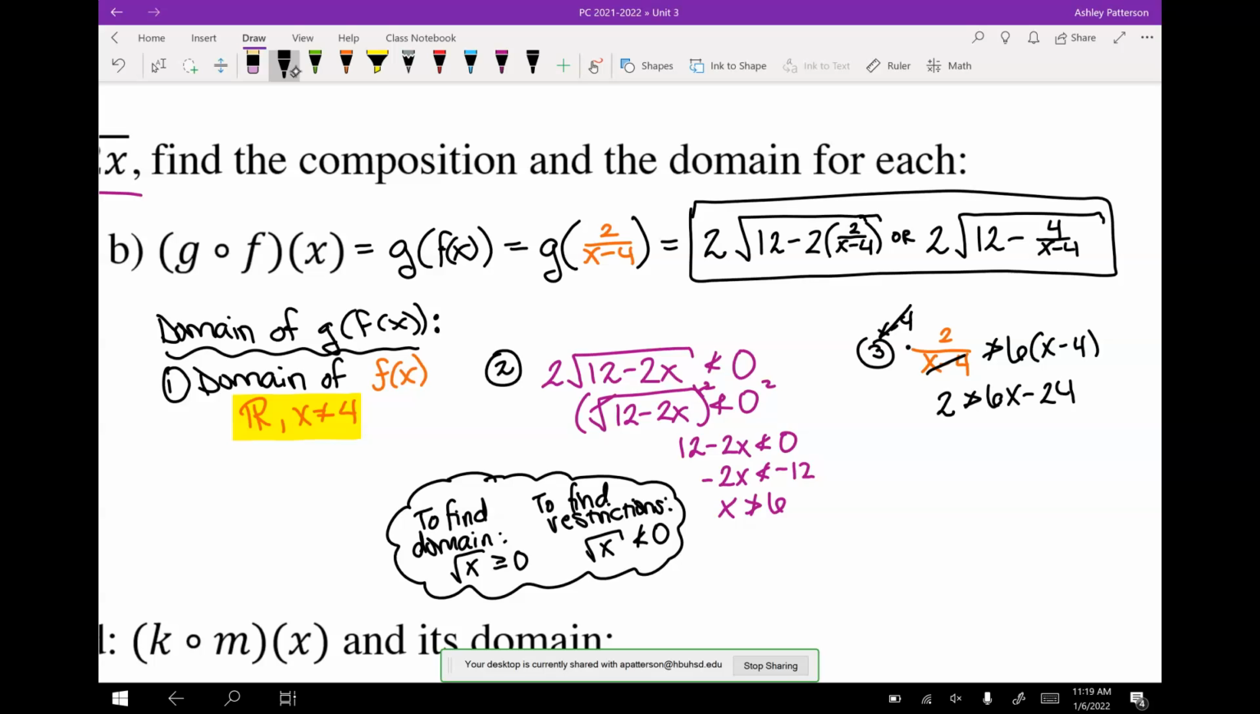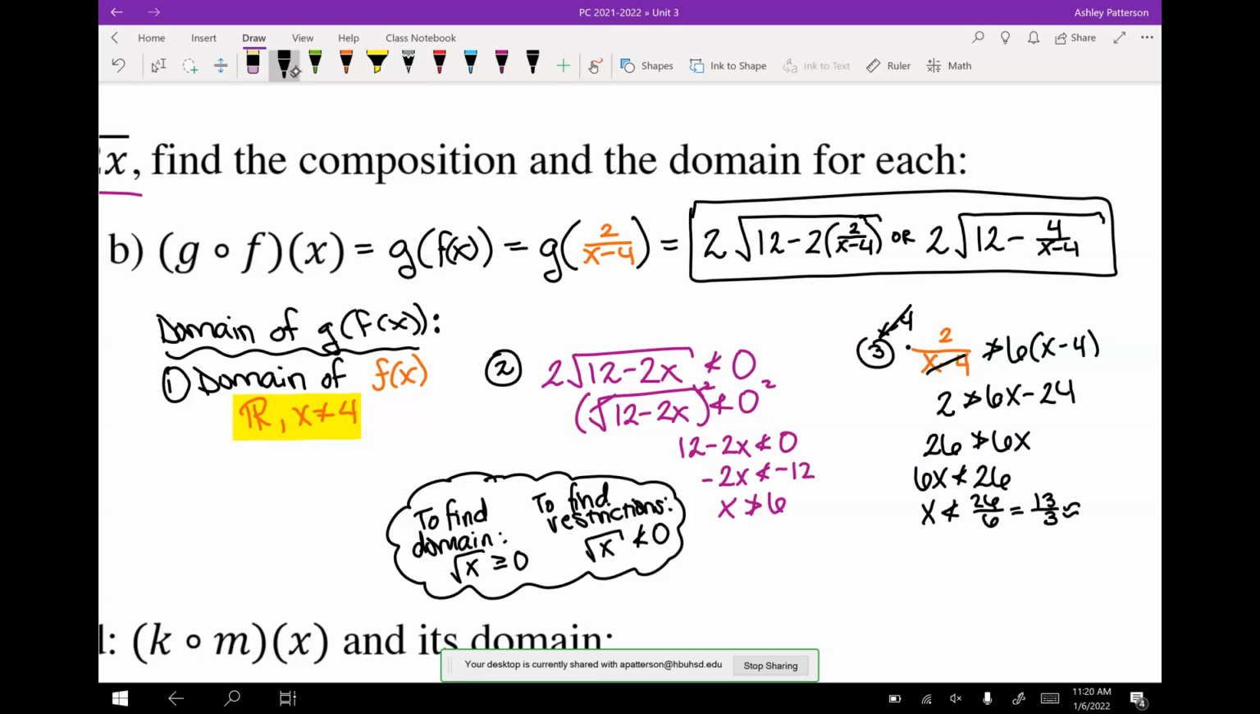Add 24 to both sides with me, please. So we get 26 cannot be greater than 6x. Well, I don't know about you, but this makes me uncomfortable. I don't like x being on the right side because I'm reading it from left to right. So I'm going to switch everything, yeah? I'm going to say that 6x cannot be less than 26. Is everybody all right with that? Okay. Now, last final thing, divide by 6. So x cannot be less than 26 over 6, which if we reduce is 13 over 3.